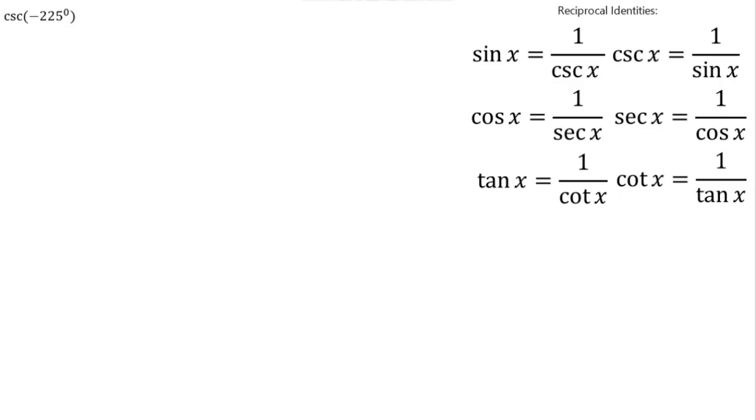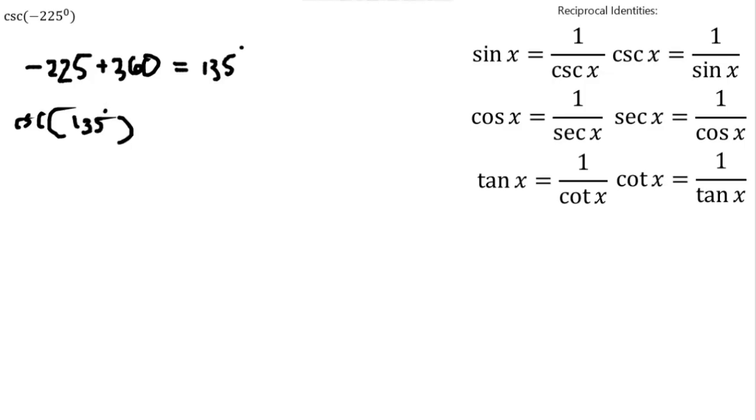So that's the answer. Now, how about this one? We have a negative angle, cosecant negative 225 degrees. We can just add 360 degrees to find the coterminal angle. The coterminal angle is 135 degrees. So we can write this as cosecant 135 degrees. Then we can use the reciprocal identity of cosecant, that's going to be sine. So we got 1 over sine of 135 degrees.